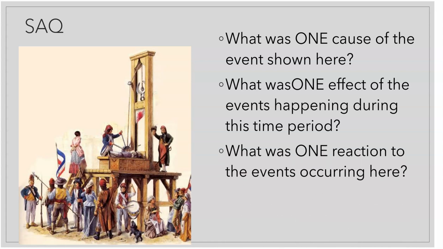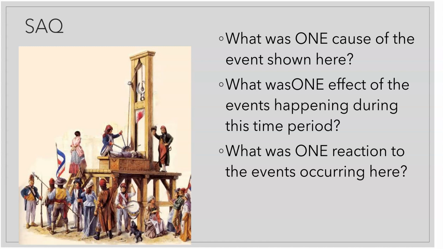What was one cause of the event shown here? Well, the answer is the Enlightenment, like I just gave you. Remember, during the French Revolution, they wanted everyone to be equal, and so they decided to come up with a very humane way to kill people. So the guillotine was actually caused by the Enlightenment. If you said it was caused by the French Revolution, I do not think they'd give you credit for that.